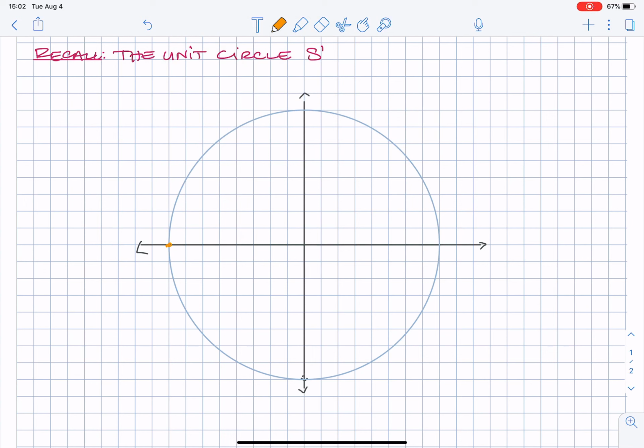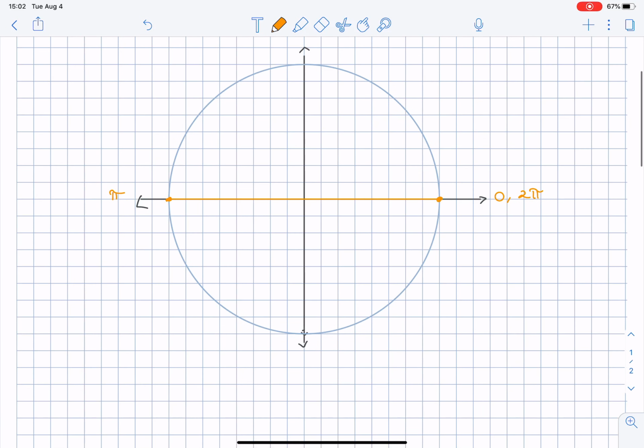Okay, so let's first look at our quadrantal angles. So let's look at the pi's, 0, pi, and 2 pi. So 0, pi, and then 2 pi if I go full circle. Okay, so those have coordinates 1, 0 on the unit circle and negative 1, 0 for these points here that are actually on the circle.